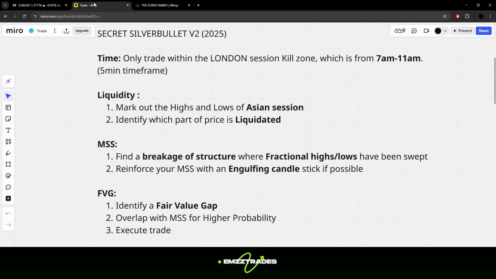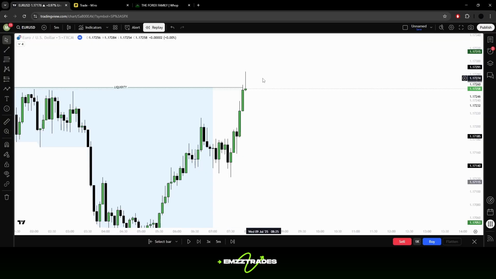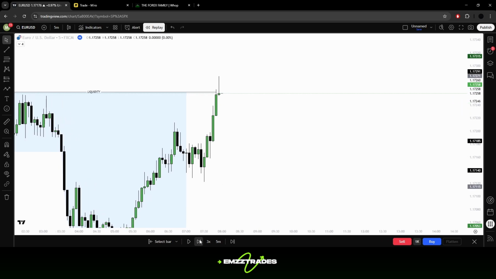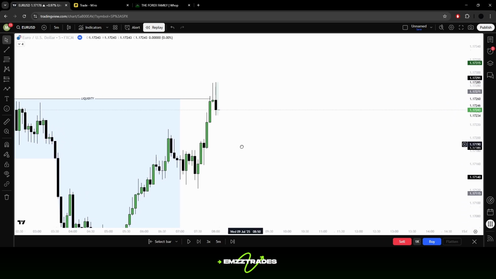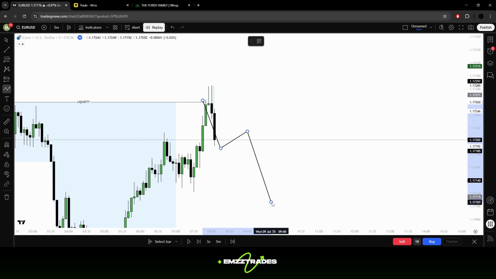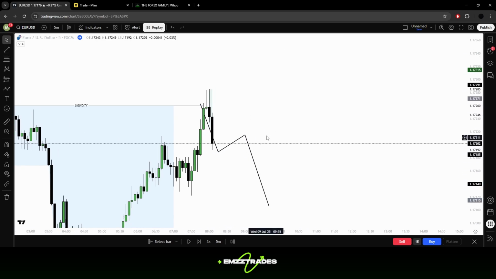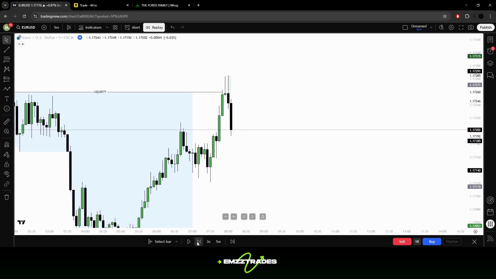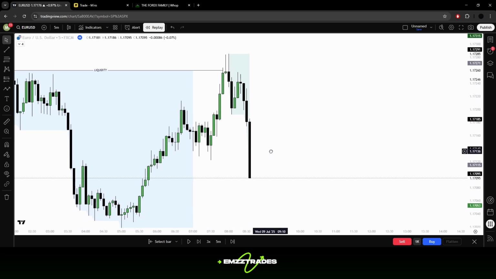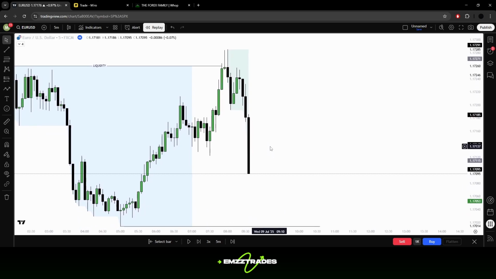As soon as you've marked out the liquidity of the Asian session's highs, you need to identify which part of price is actually liquidated first. Is it the highs or is it the lows? So what I'm going to be doing now is playing price forward and figuring out where my break of structure is. It needs to look something like this, where price breaks on itself and gives us that market structure shift. If I keep playing price forward, we're going to get that effect. And as you can see right there, price has completely dropped, and we have our market structure shift, which is right here.